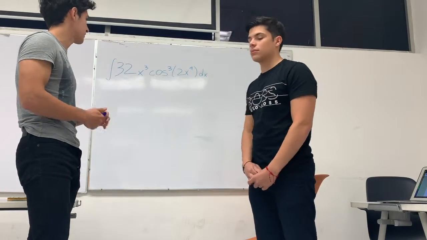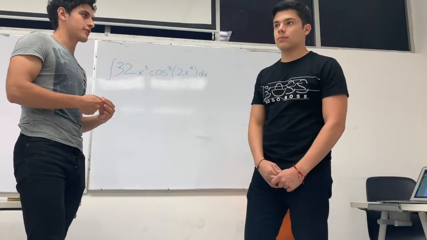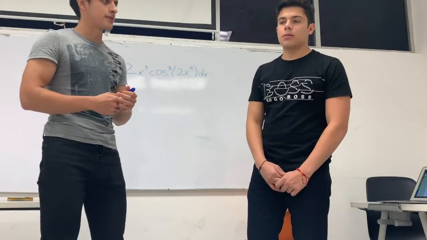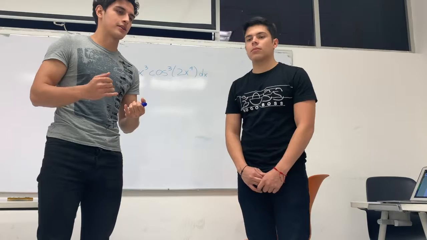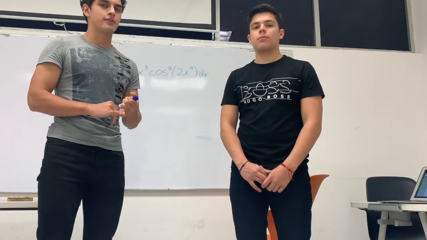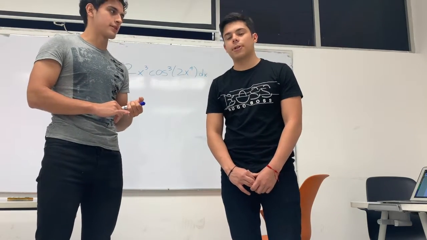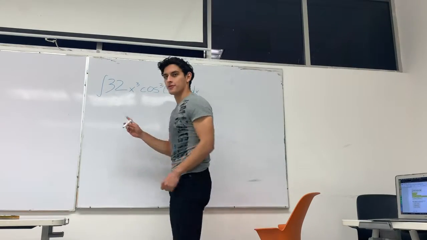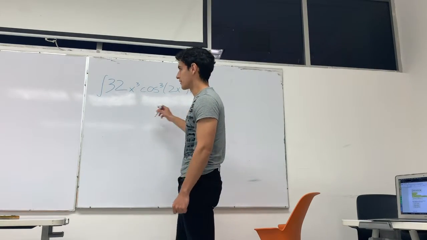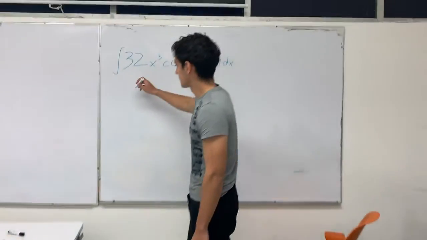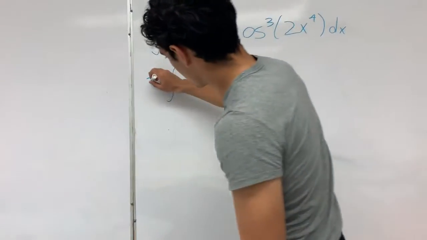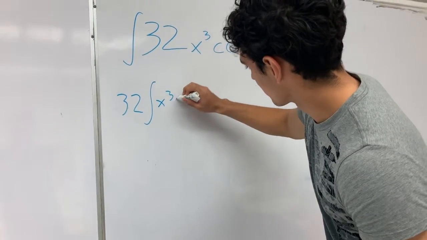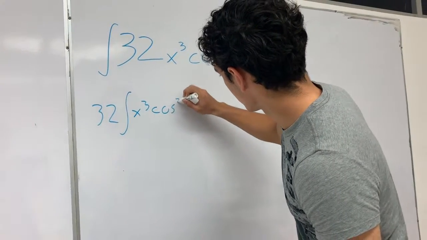As you can see, it is a trigonometric integral that involves powers. So that means it can be solved by double angle identities or by Pythagorean identities. So let's get started. First of all, we can take out the 32. So we put it in here, then we write all of it.